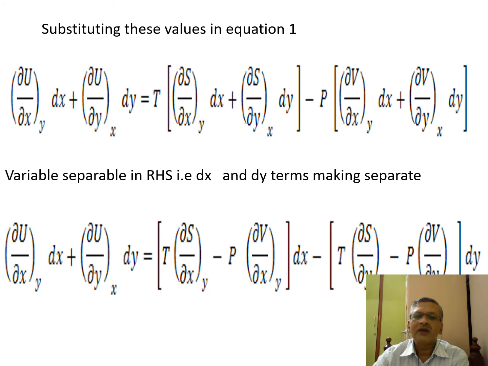So we have collected the dx terms separately and the dy terms separately. Now we compare the LHS and RHS dx terms, giving one equation, and the dy terms, giving another equation. So now we are comparing the dx terms and dy terms and writing the equations separately.